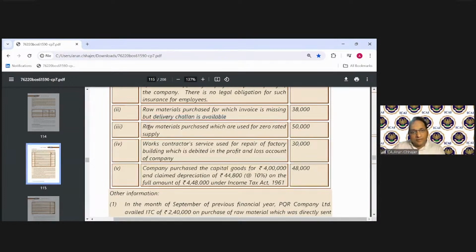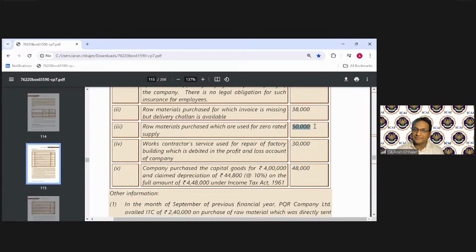Correct. Raw material purchase which are used for zero rated supply. The tax is zero, the supply is zero rated. Can you take the ITC? Supply is zero rated. Can you take the ITC? Answer is yes, I can take the ITC.